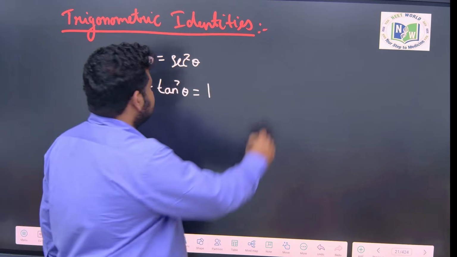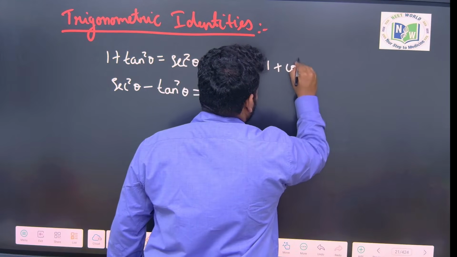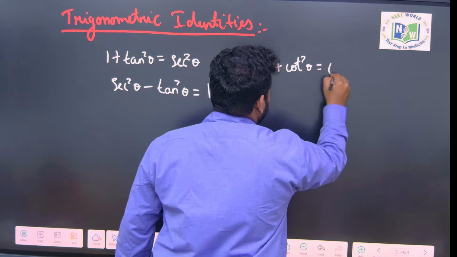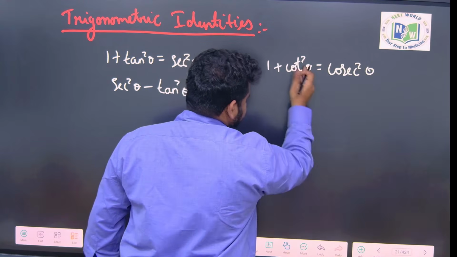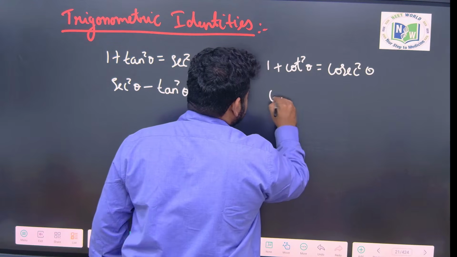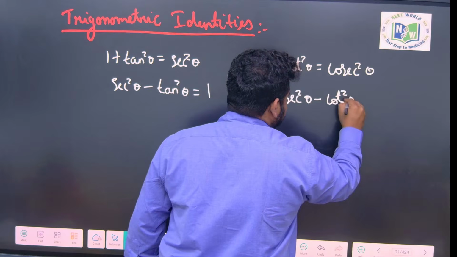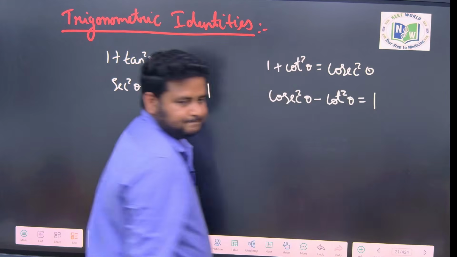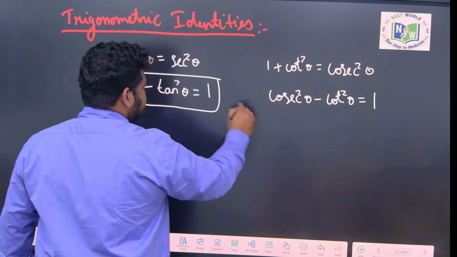Similarly, if I go for 1 plus cot square theta, 1 plus cot square theta is cosecant square theta, correct, no? If I send cot square theta to that side, what I will get? Cosecant square theta minus cot square theta is equal to 1. Correct. So, this you anyways know.